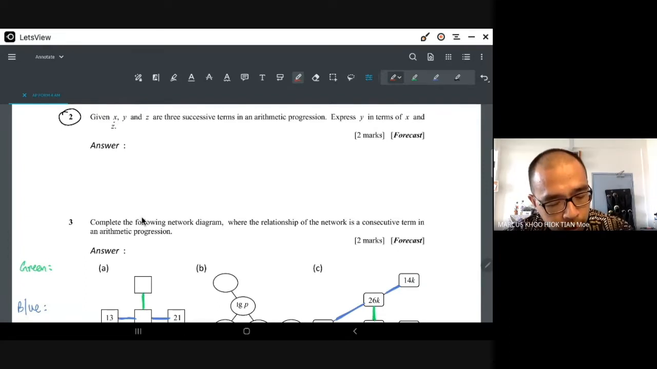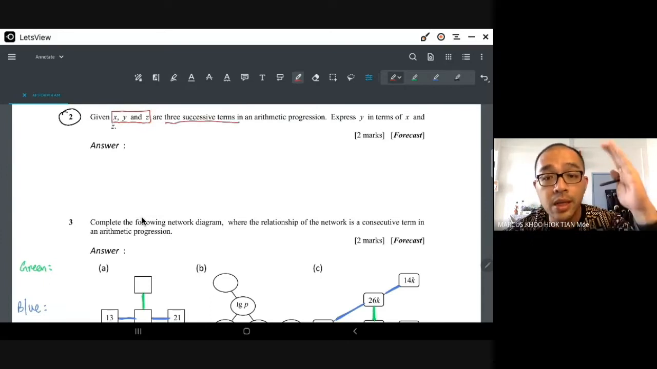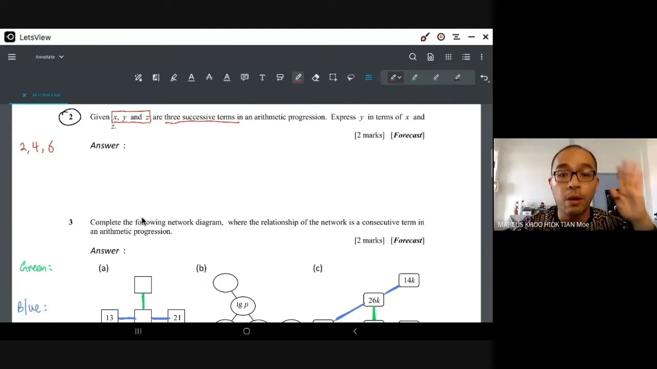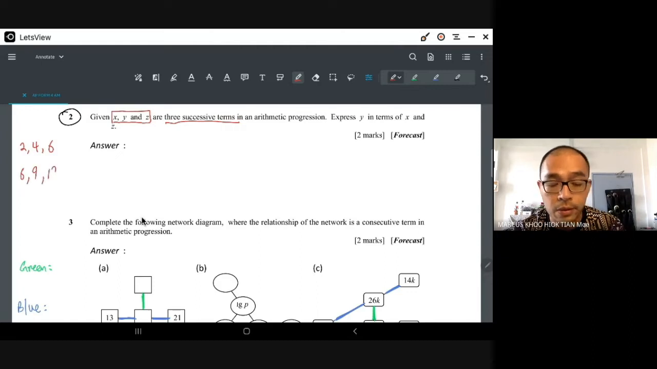If you have 3 terms that are successive, means they are one after another. For example 2, 4 and 6. This is an arithmetic progression and it has 3 successive terms. That's what it means. They are not just 3 random ones, they are one after another. Or another one is 6, 9, 12. Of course here the pattern is plus 3.